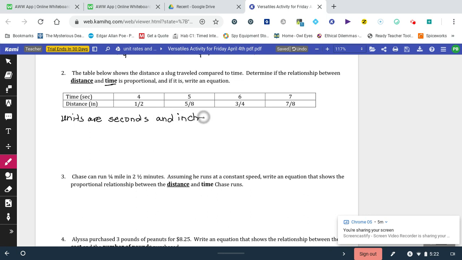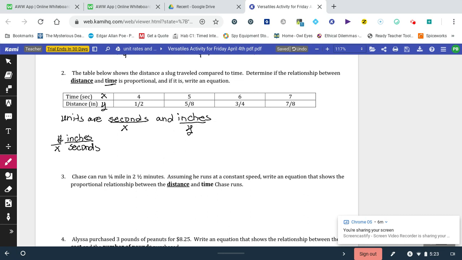Okay. So automatically I see that seconds is a unit of time. So it's X. Therefore, inches has to be Y. So I'm just going to label it right here. All right. So when we check to see if it's proportional, we divide Y by X, which means we're going to take the inches and divide it by the number of seconds. Not seconds by inches, but inches divided by seconds. Okay. Y by X. So let's just check each one of these.